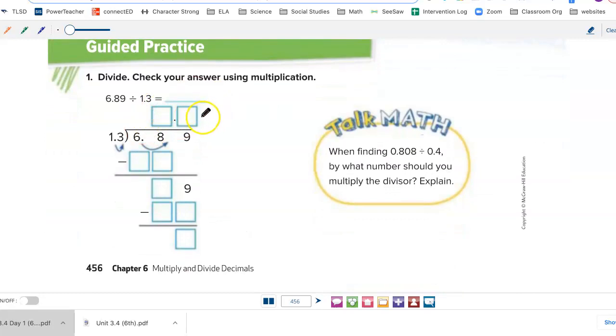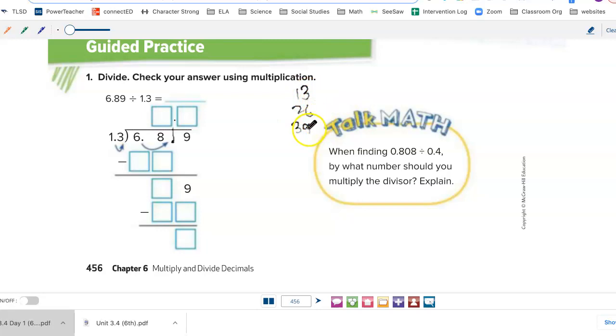All right, guided practice. We have 6 and 89/100 divided by 1 3/10. We're going to move this one place to the right to make it 13. We'll move this one place to the right to make it 68.9. We raise that decimal to the roof. 13 cannot go into 6, but 13 can go into 68.